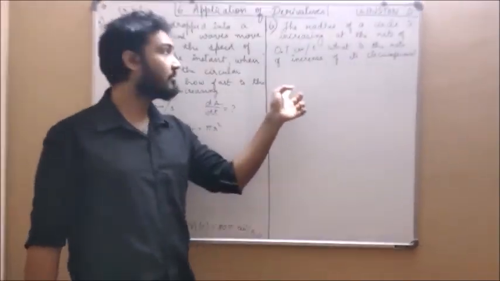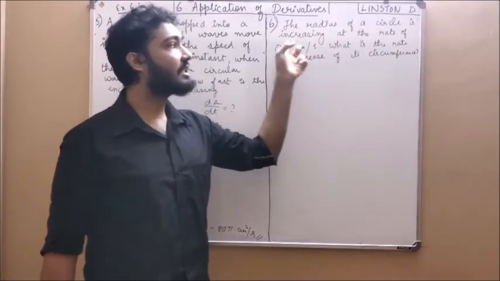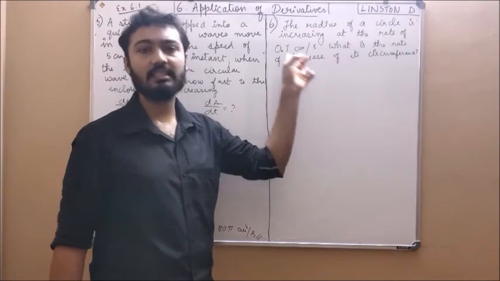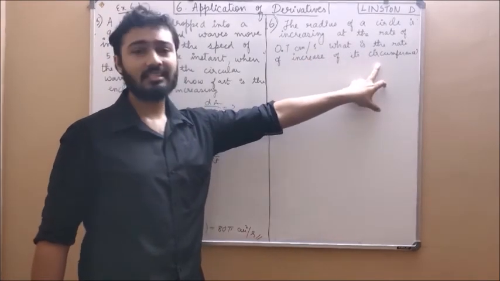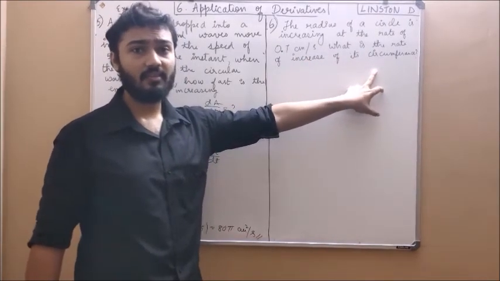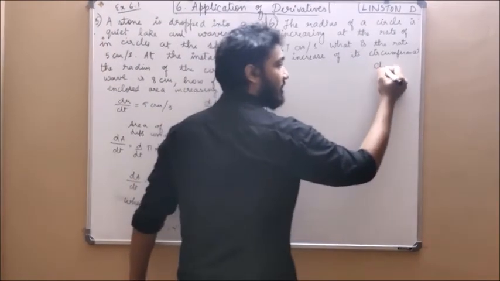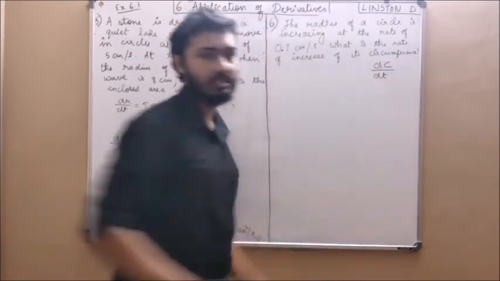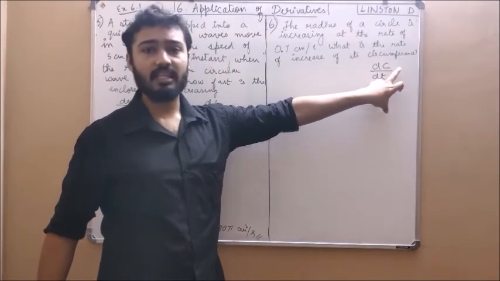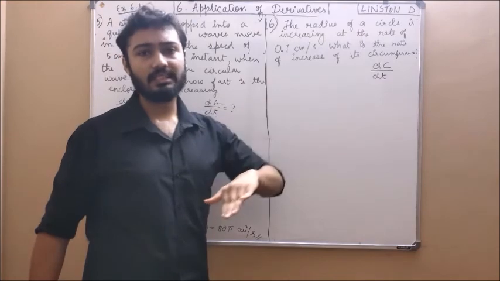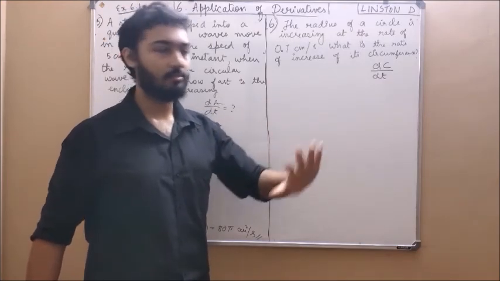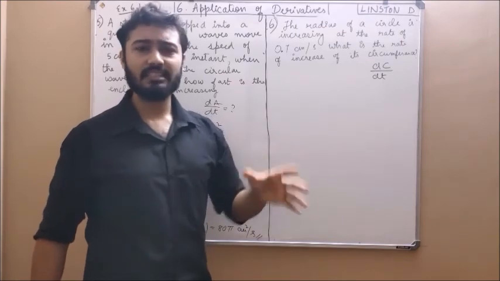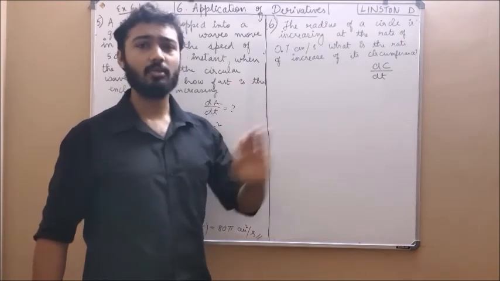Next, the sixth question. The radius of a circle is increasing at the rate of 0.7 centimeter per second. What is the rate of increase in the circumference? So what are they asking? The rate of change of circumference with respect to time, dC by dt. Note that if something is increasing or decreasing, it means with respect to time.